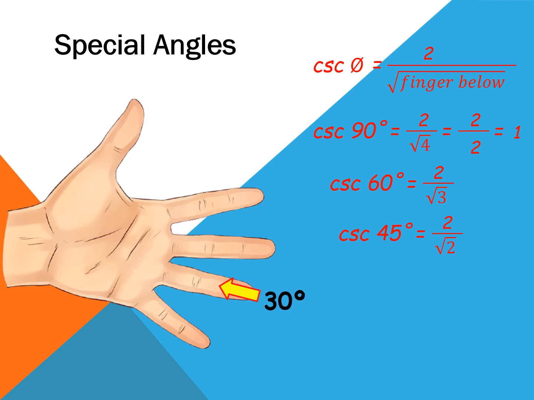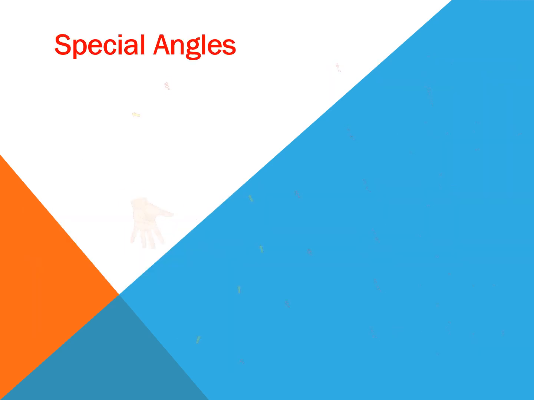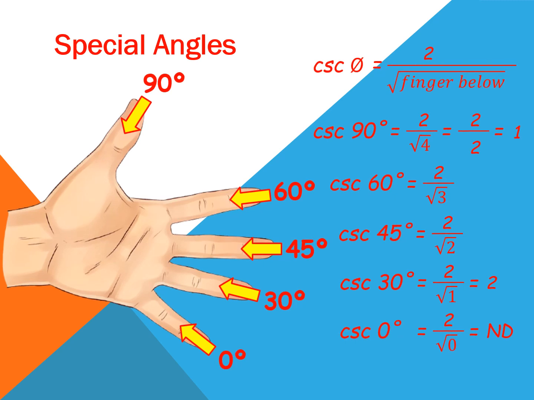There is only one finger below the arrow. Therefore, cosecant 30 degrees is equal to 2 over the square root of 1, or simply equal to 2. Next is 0 degrees. Since there is no finger below the arrow, therefore cosecant 0 degrees is equal to 2 over square root of 0. It is equal to not defined. And these are our cosecant of 5 special angles.